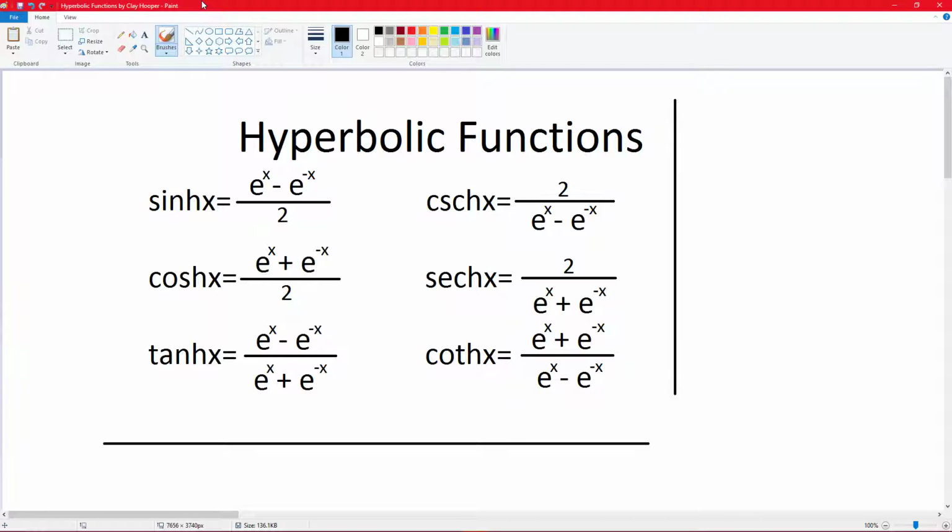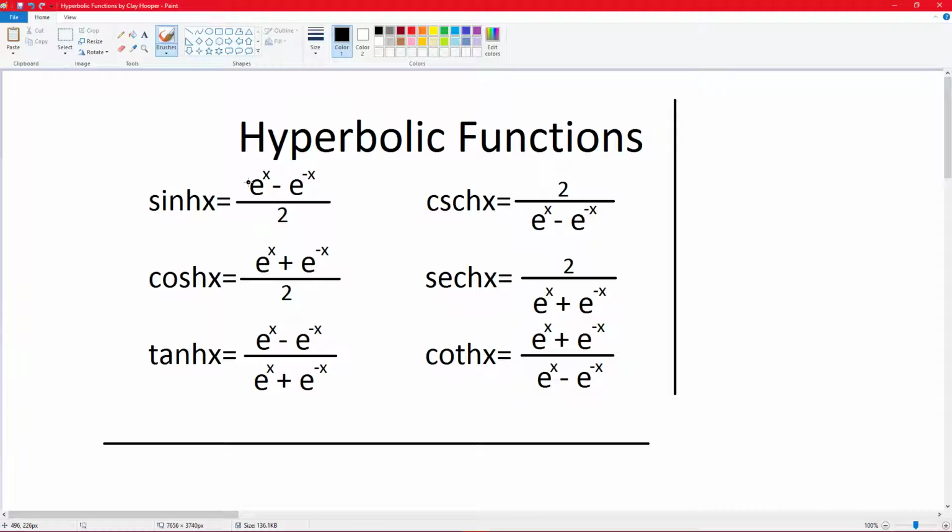In this video, we'll be talking about hyperbolic functions. They're very similar to sine, cosine, and tangent, and their reciprocals, cosecant, secant, and cotangent. However, they are still very different. Hyperbolic sine is pronounced sinh, hyperbolic cosine is pronounced cosh, hyperbolic tangent is pronounced tanch. The reciprocals are cosech, sech, and cotanch. As you can see, their definitions are right here.